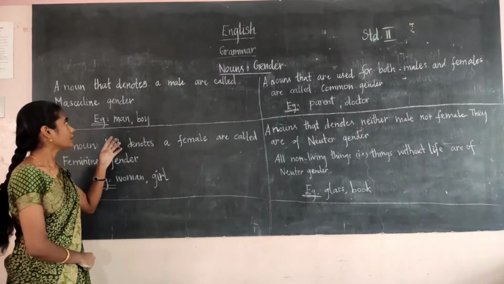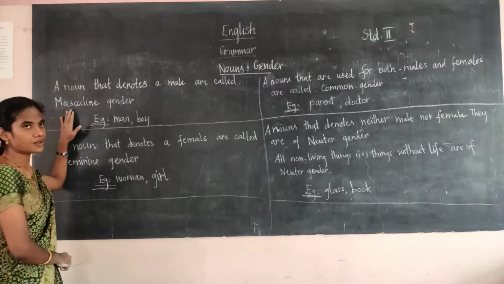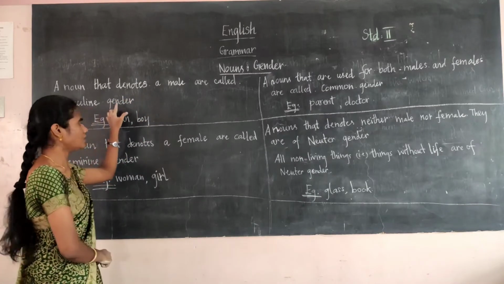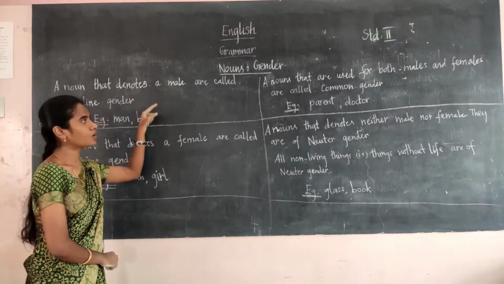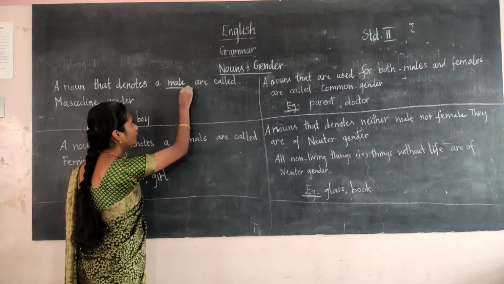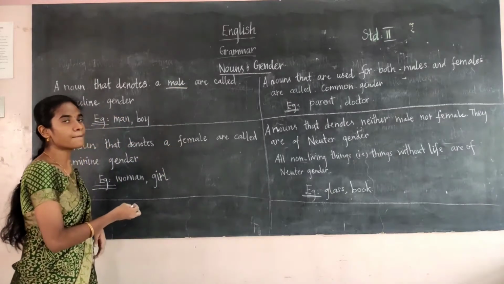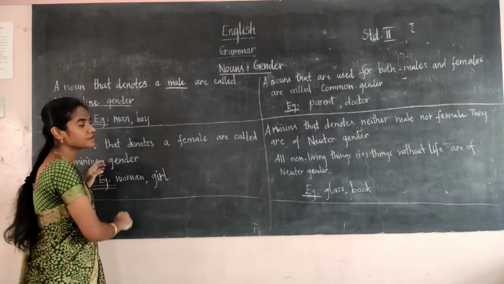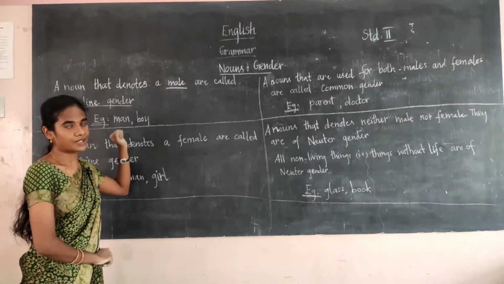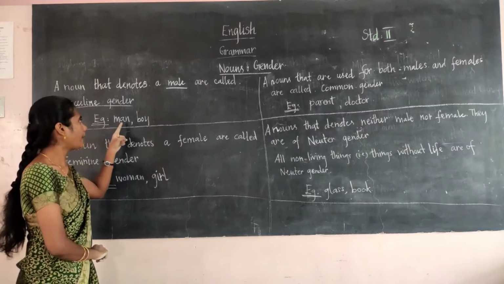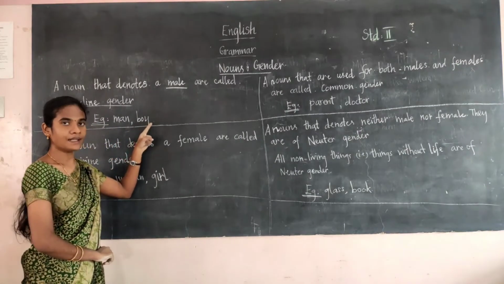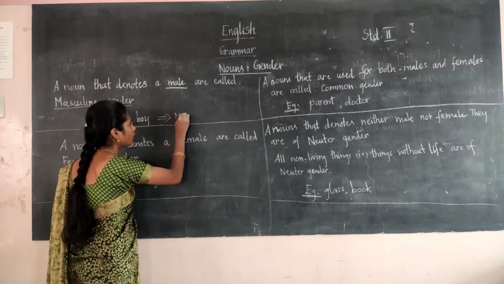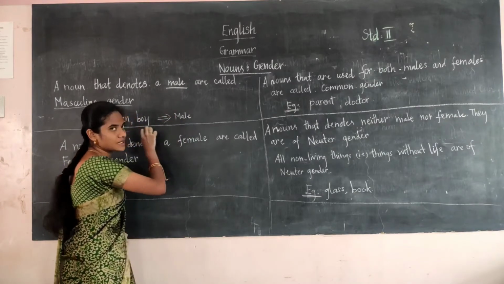First, the masculine gender. The nouns that denote a male are called masculine gender. If a noun denotes a male, you have to say it is a masculine gender. For example, man and boy are male, so it is a masculine gender.